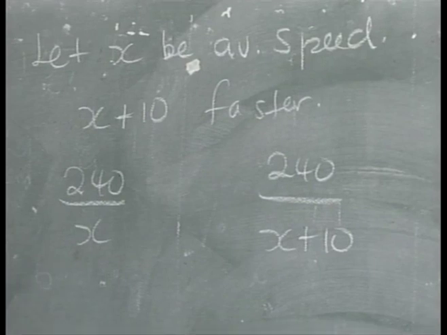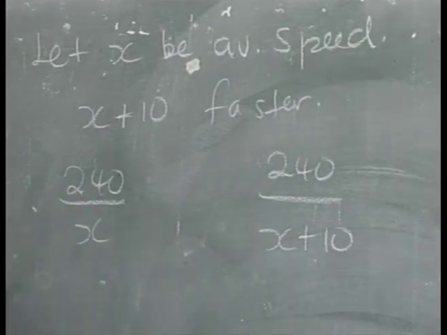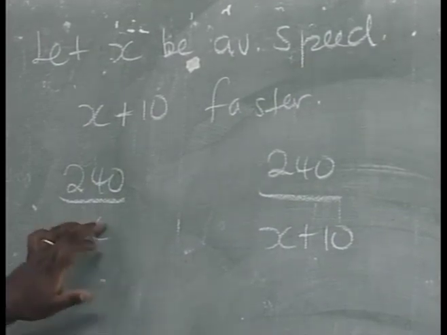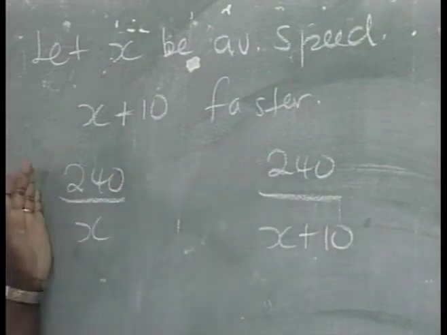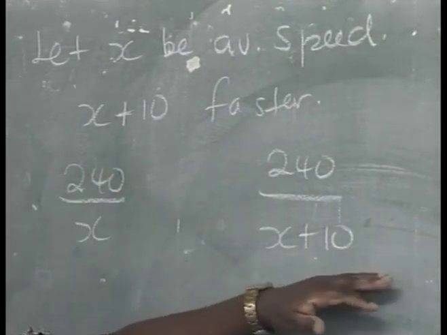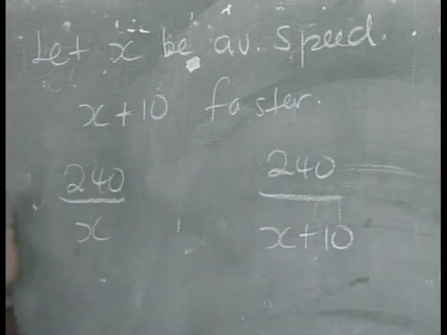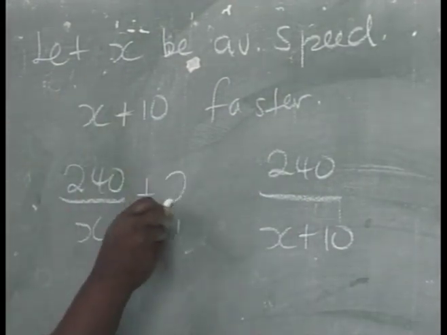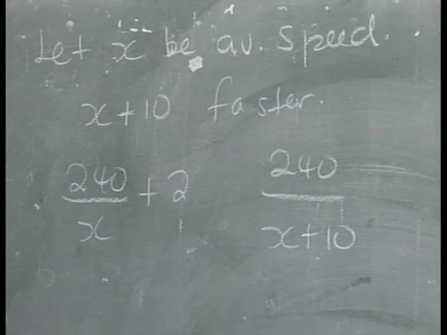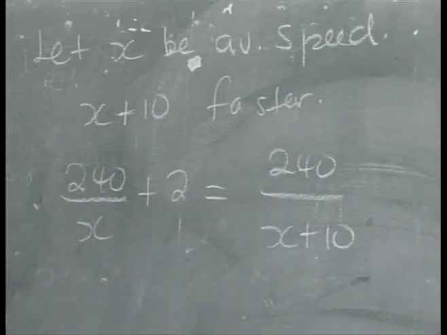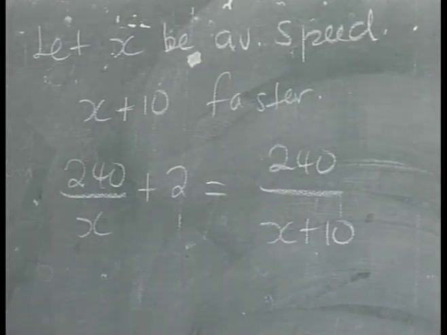Now, what are we going to do to make up an equation? One of them is 2 hours less than the other. Which one is 2 hours less than the other? This one or this one? This one? Okay, because this one's faster, this one's slower. So we are going to add 2 here, right? To make it equal. Right, so 240 over x plus 2 equals 240 over x plus 10.